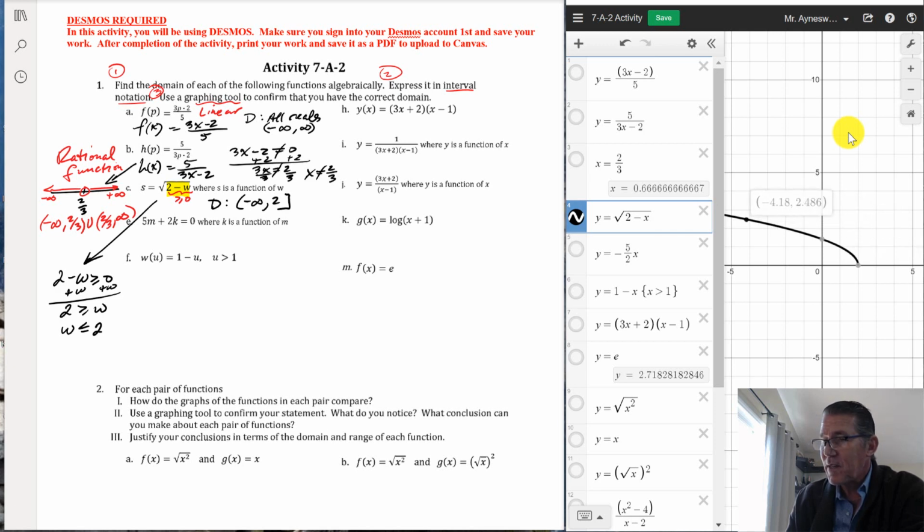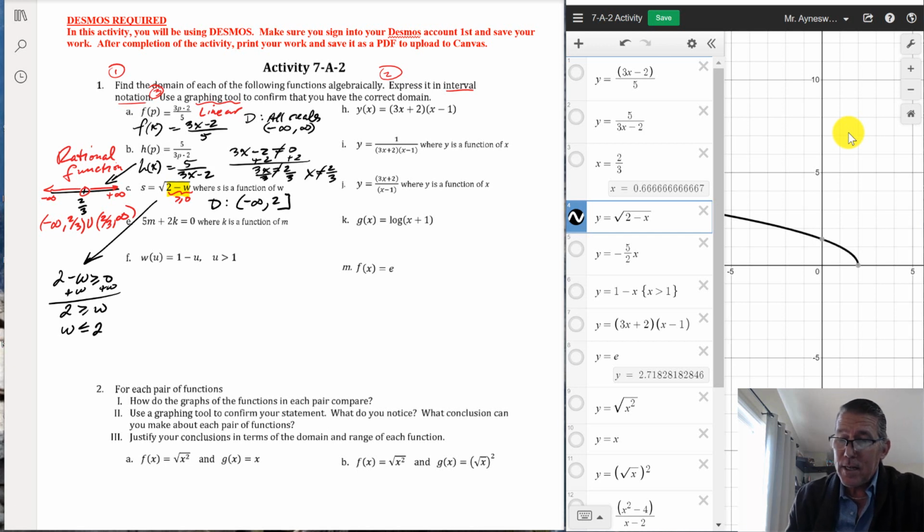And the farther you go left, the more negative the x value becomes. Y is positive, but x is negative. And so that's why this function only exists to the left of 2. And that's why the domain here is from negative infinity to positive 2 inclusively, so closed on the right. You can see that from the graph, and you can see that from the function.